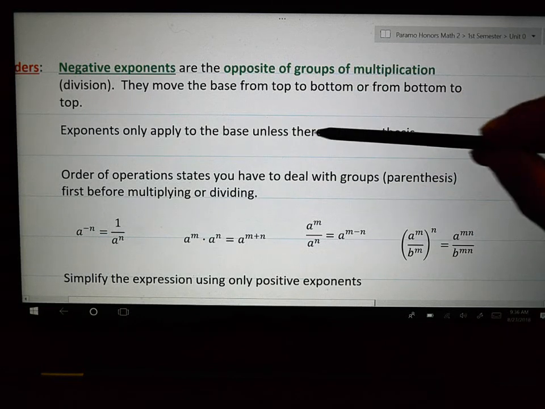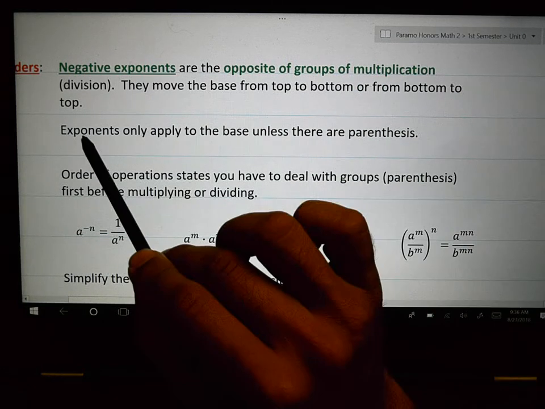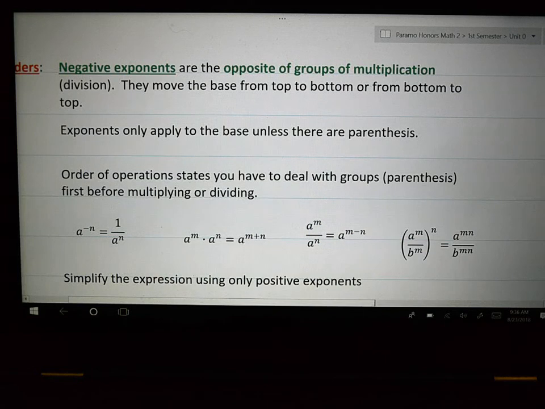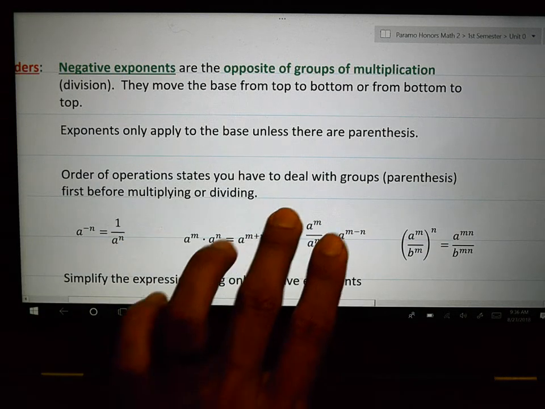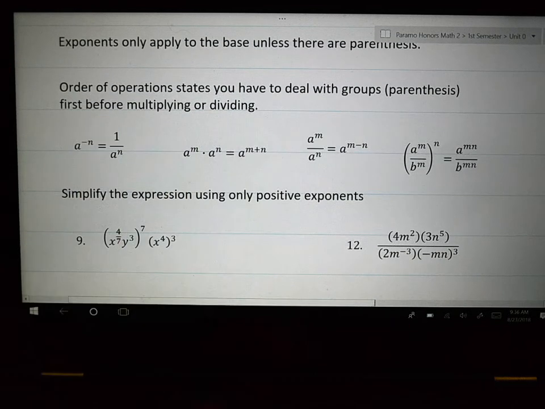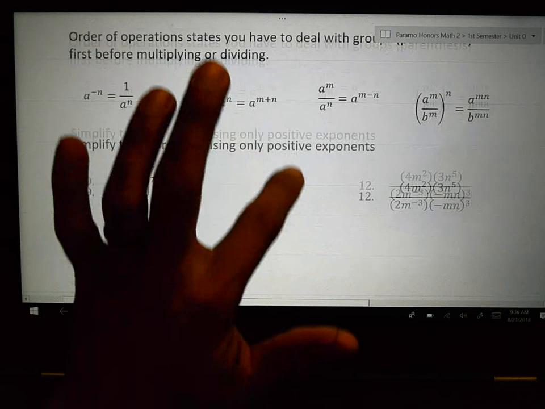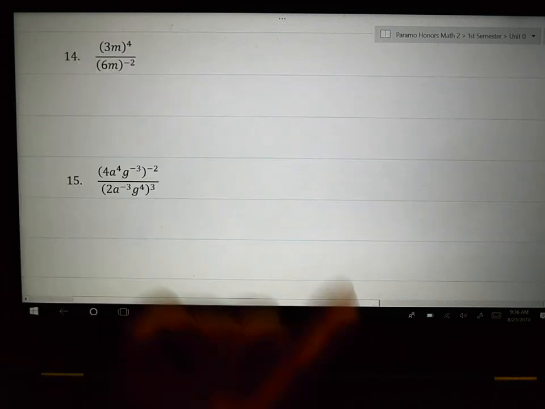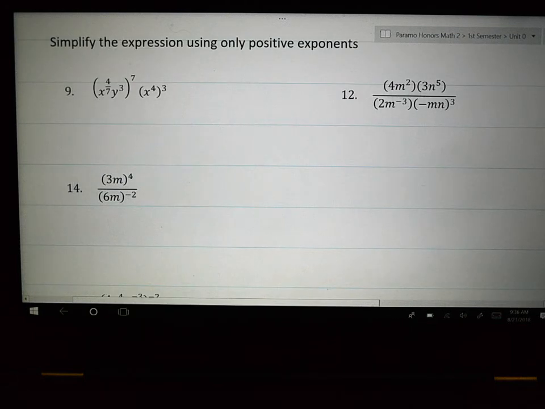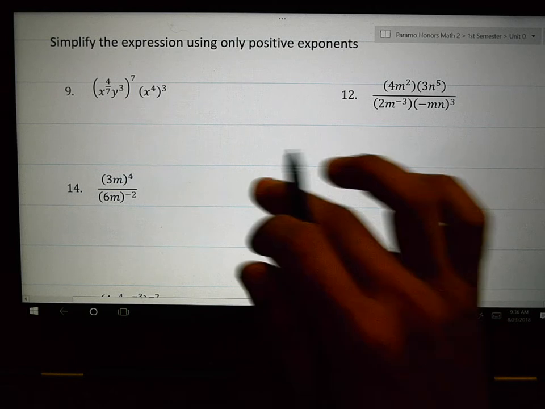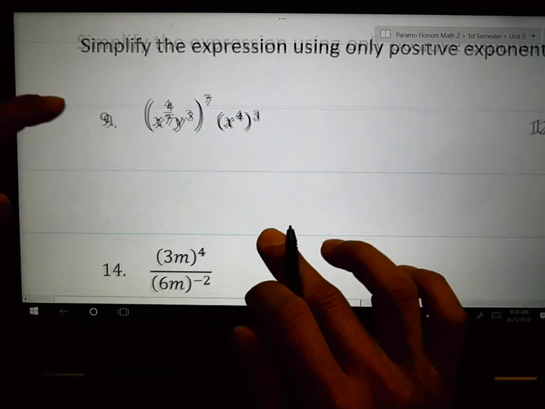Exponents only apply to the base unless there are parentheses. That's important because some students make their exponents go to the wrong things. And I'm going to explain that second point in just a second. And don't forget, order of operations states you have to deal with groups or parentheses first before multiplying or dividing. Let's do 4 examples. And I'm going to do them with you so that you have them as you start to do your homework. My first example is number 9.